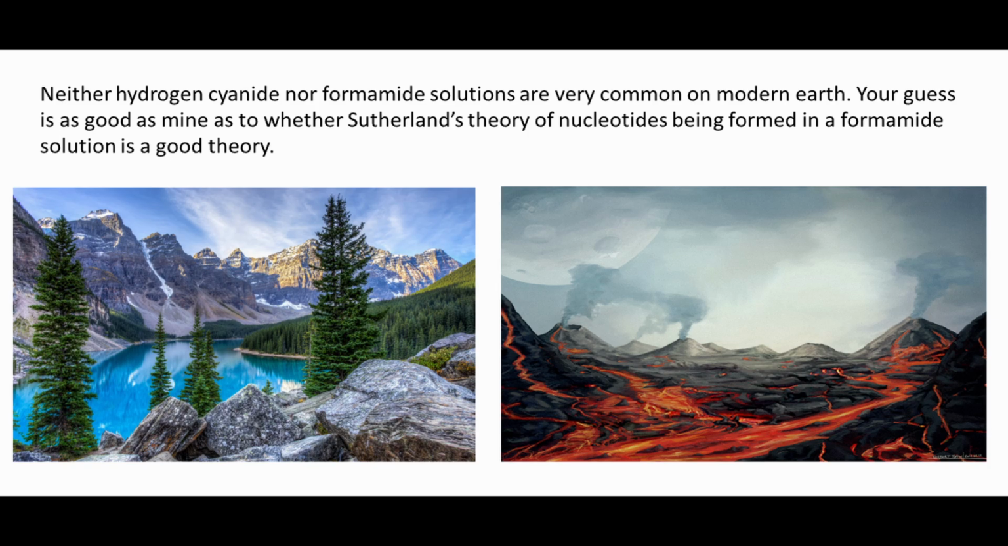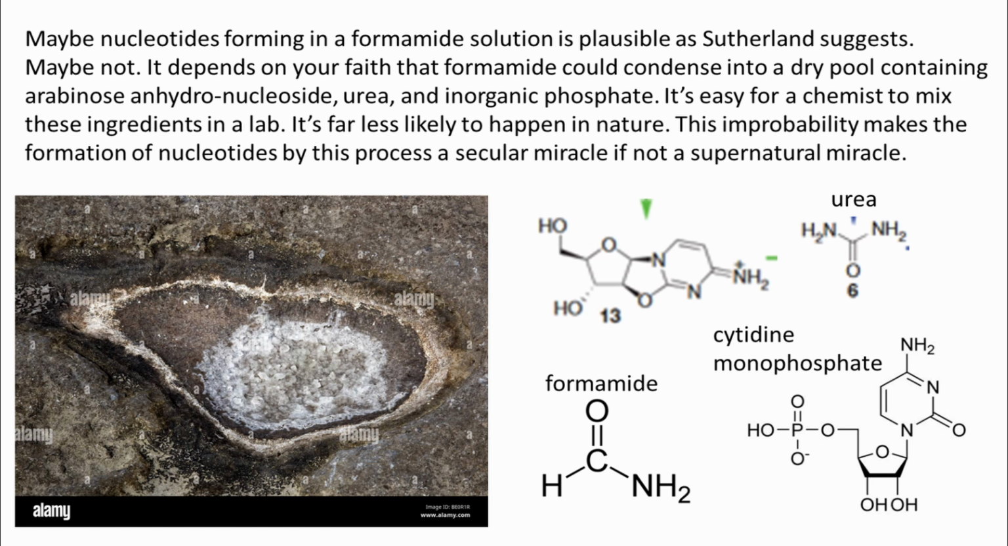Your guess is as good as mine as to whether Sutherland's theory of nucleotides being formed in a formamide solution is a good theory. Maybe nucleotides forming in a formamide solution is plausible, as Sutherland suggests. Maybe not. It depends on your faith that formamide could condense into a dry pool containing arabinose anhydronucleoside, urea, and inorganic phosphate. It's easy for a chemist to mix these ingredients in a lab. It's far less likely to happen in nature. This improbability makes the formation of nucleotides by this process a secular miracle, if not a supernatural miracle.